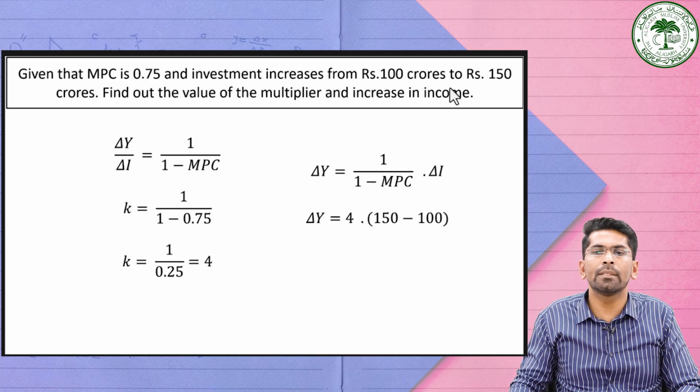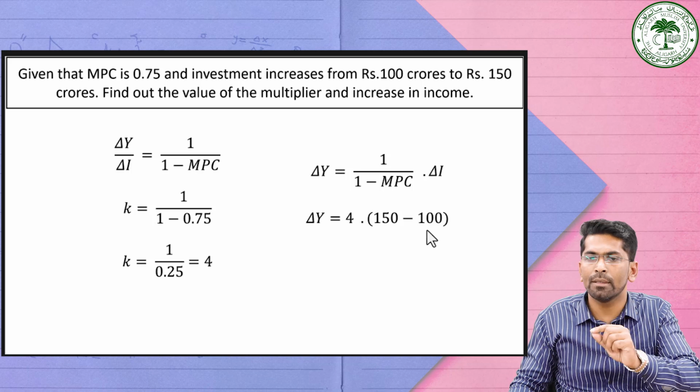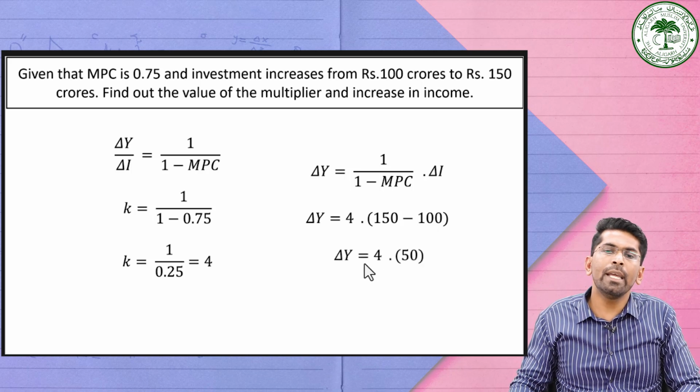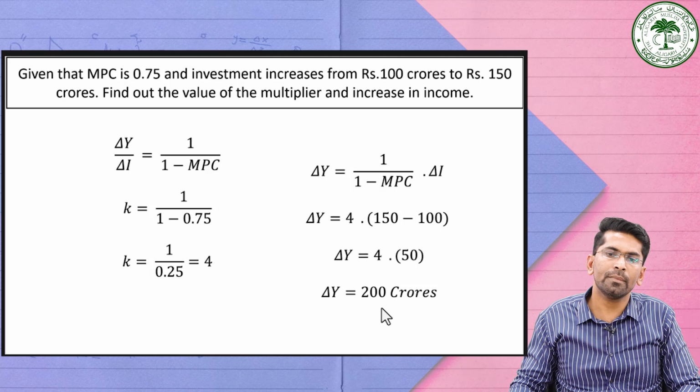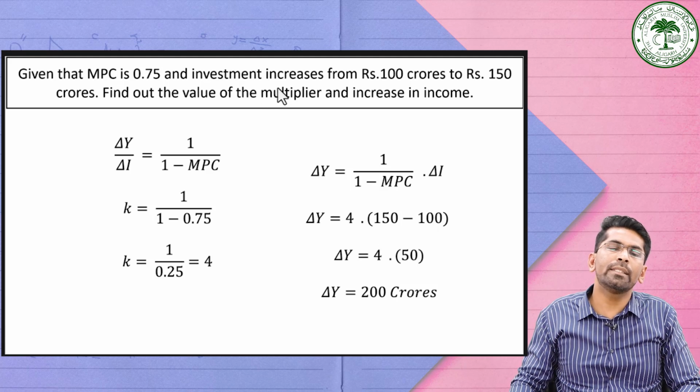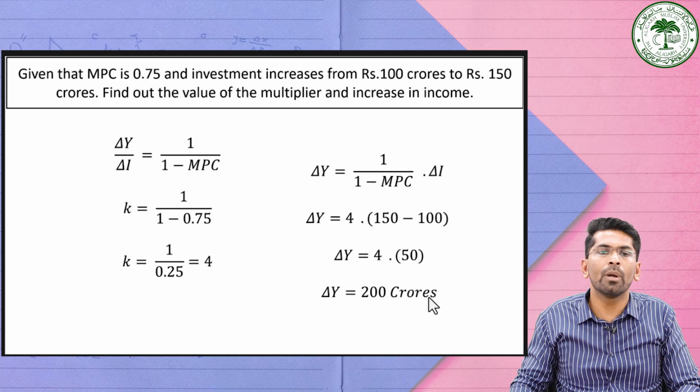So the multiplier, which is equal to 4, into delta I. Delta I we can capture from the change: investment increases from 100 to 150. So how much increase is happening? 150 minus 100. So delta Y is equal to 4 into 50, which is equal to 200 crore. So if your investment increases from 100 crore to 150 crore, then your level of income will increase by 200 crore, given the marginal propensity to consume equal to 0.75.